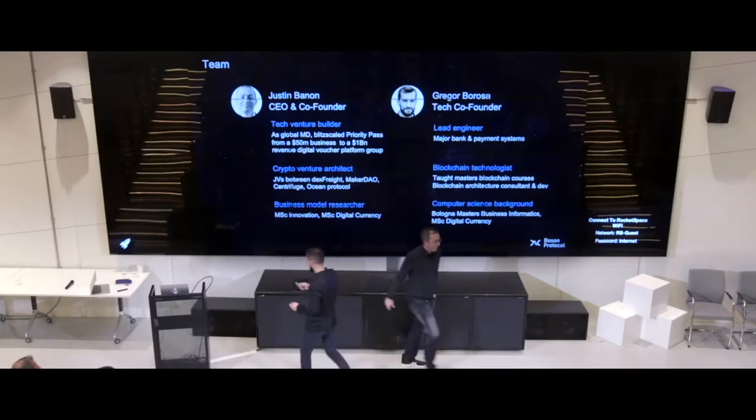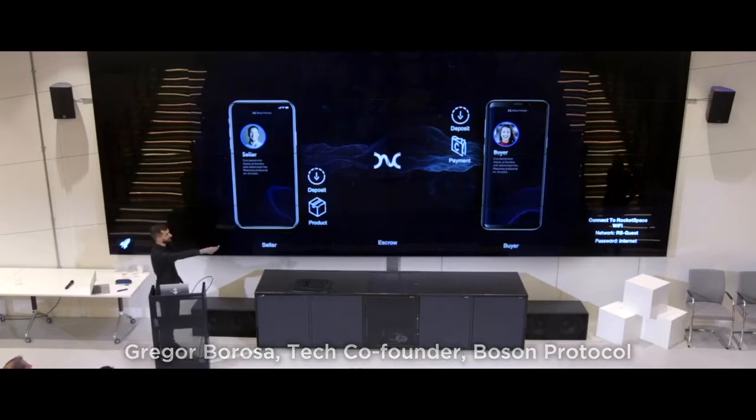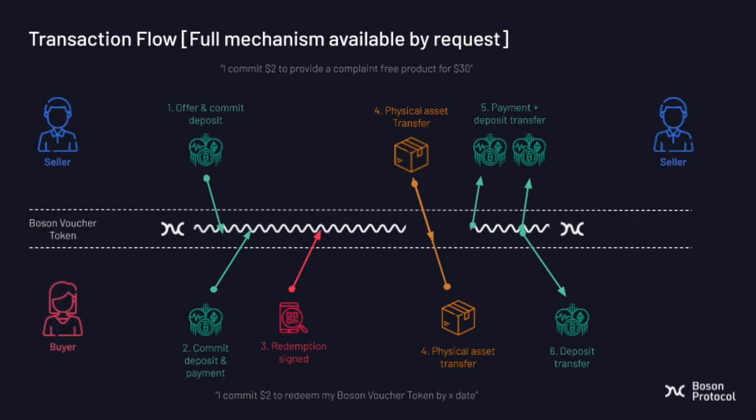Thanks. So the elementary game in Boson is between a seller and a buyer. The seller has a product, the buyer has a payment, and in between is a smart contract escrow. They both have skin in the game as two-sided deposits.